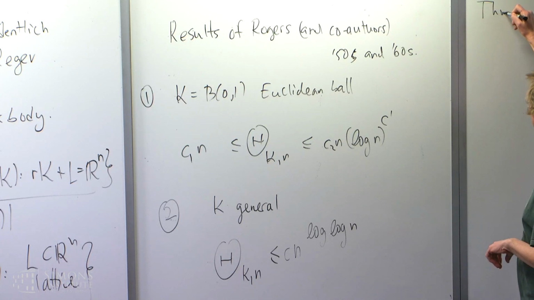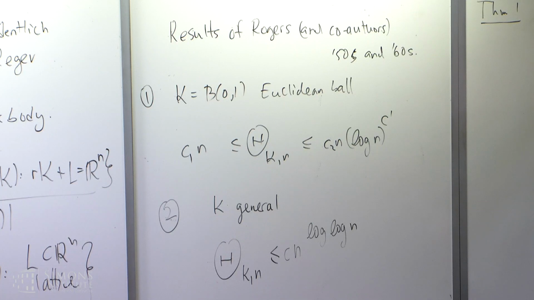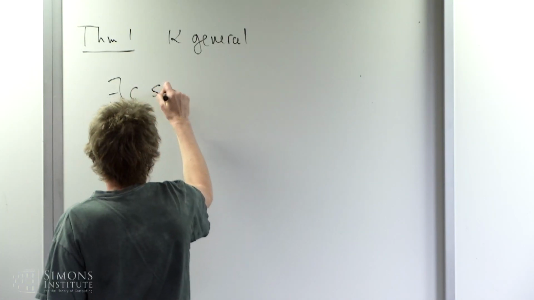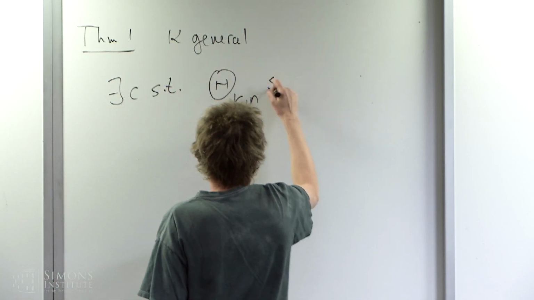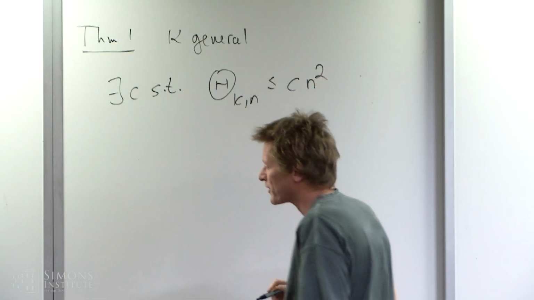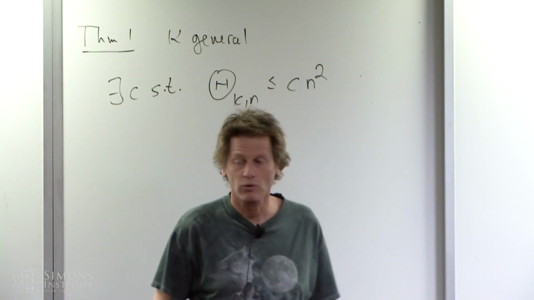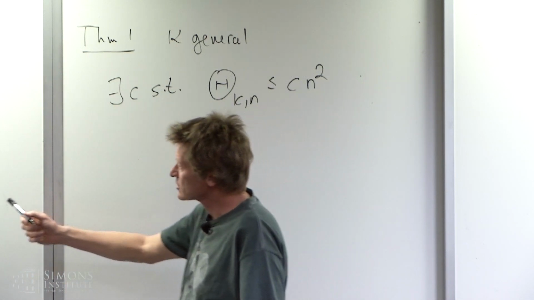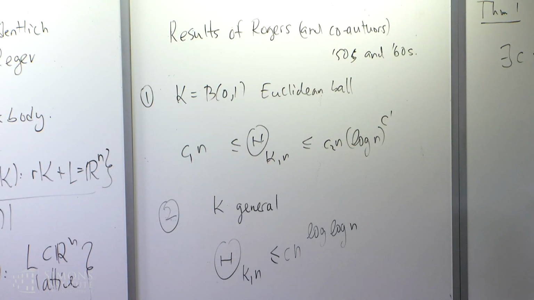Our first theorem proves this statement. To n squared. So we improve log n to n squared, which almost matches what's known for the Euclidean ball, up to the distinction between n and n squared. Okay. The second statement that I want to tell you about.